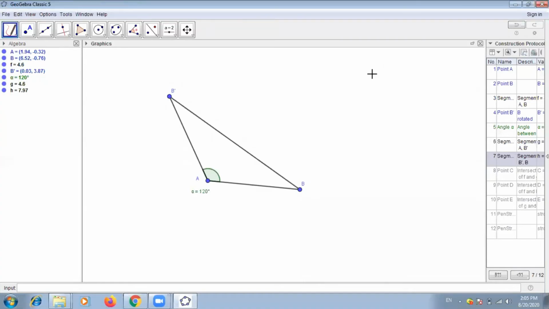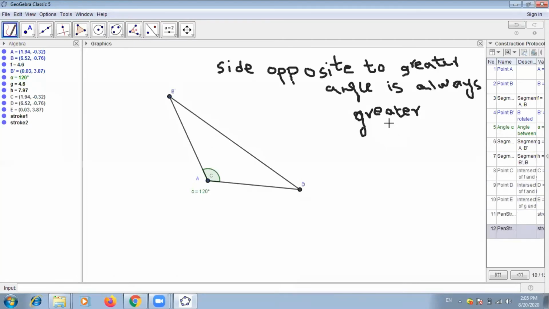So today we will discuss the chapter sides and angles of a triangle. Consider this triangle with an angle A equal to 120 degrees. The theorem we have to prove here is that the side opposite to the greater angle is always greater. That we have to prove.